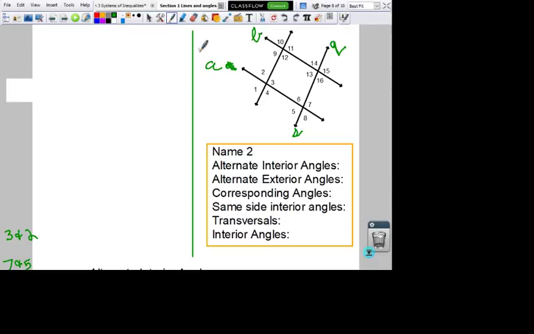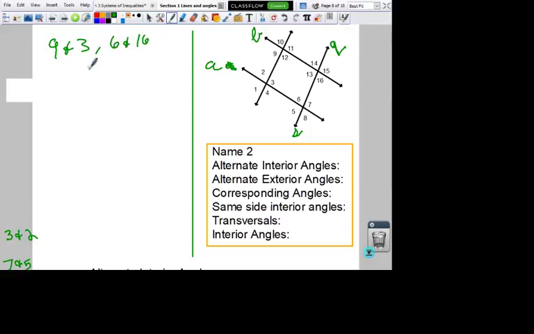11 and 9. Is 11 on the inside? Between? It kind of is, but they're on different angles. 9 and 3. 9 and 3 are alternate interior. Chloe, give me another pair of alternate interior. 6 and 16.